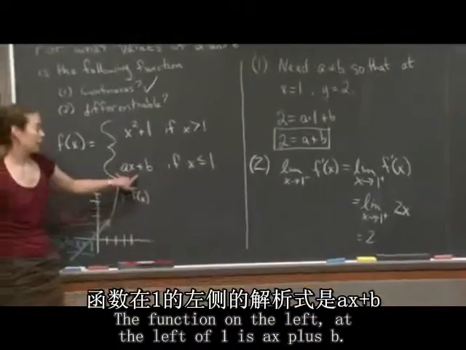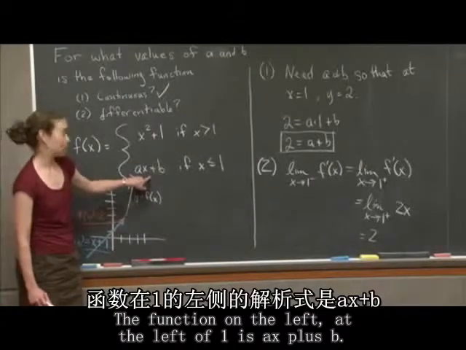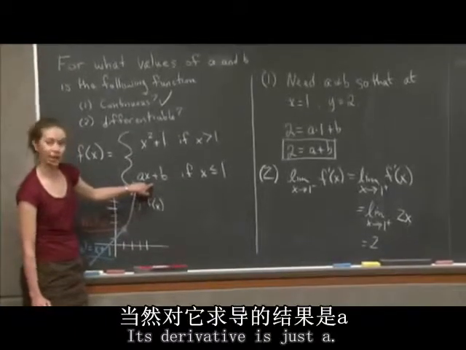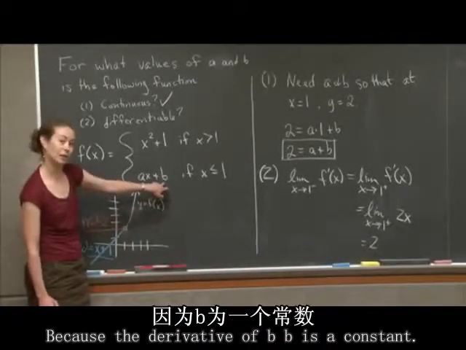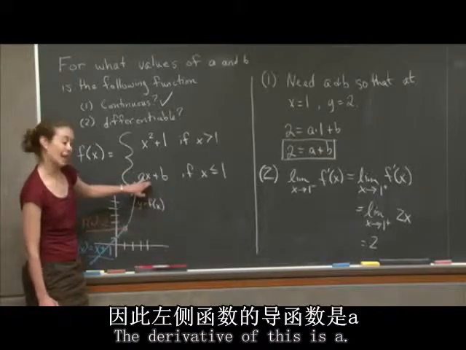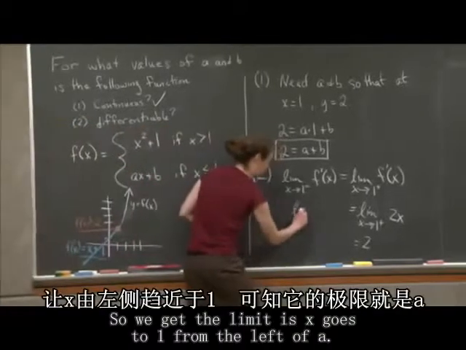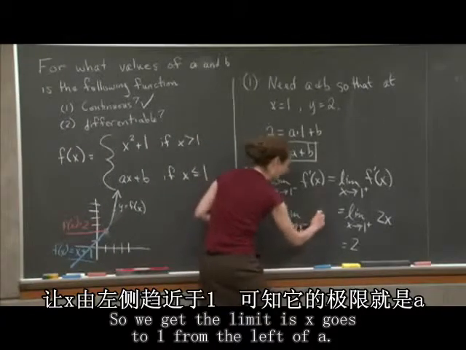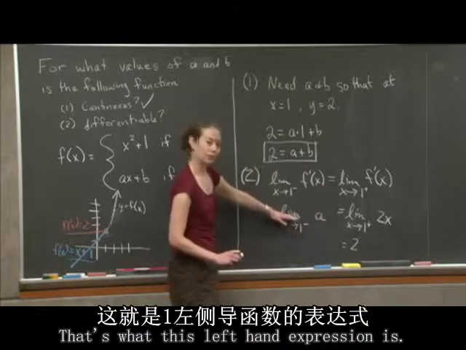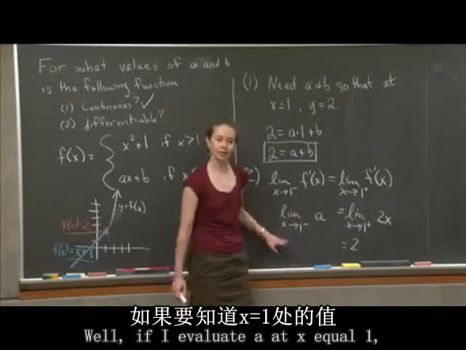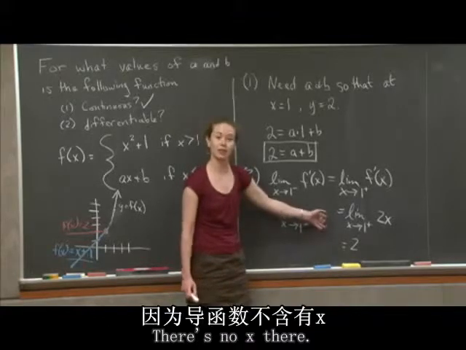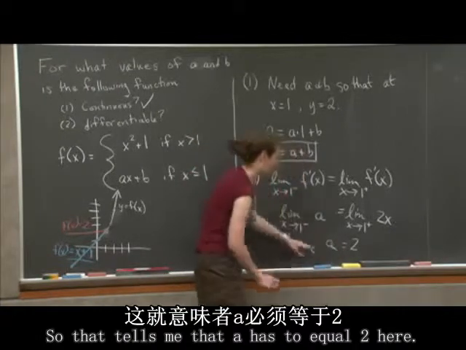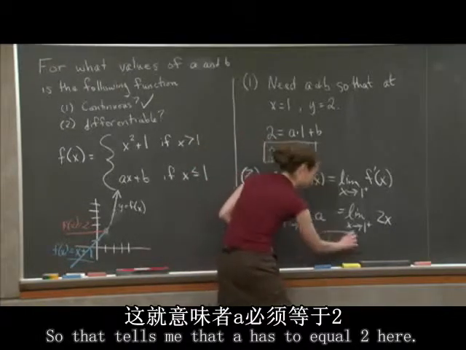The function to the left of 1 is ax plus b. So what is its derivative? Its derivative is just a, right? Because b is a constant, the derivative of b is 0. The derivative of this is a. So we get the limit as x goes to 1 from the left of a. That's what this left-hand expression is. Well, I can actually just plug it in. There's no x there. This is a constant function, so as x goes to 1 from the left, I just get a. So that tells me that a has to equal 2 here.